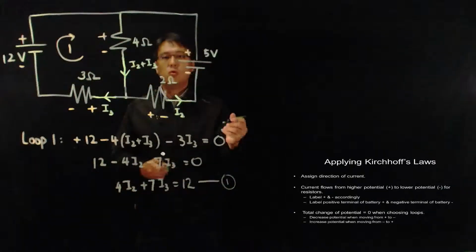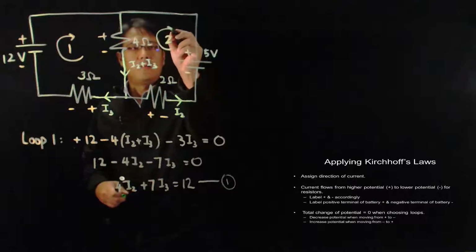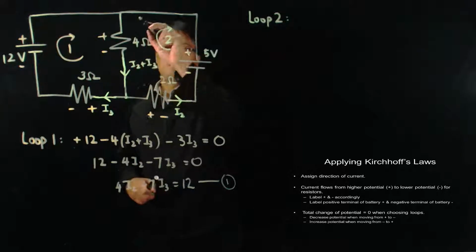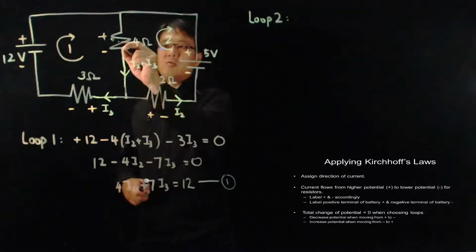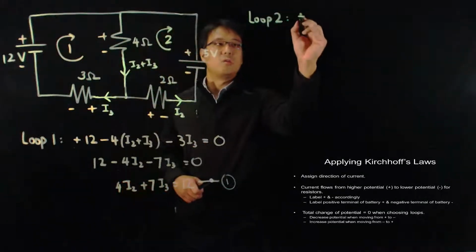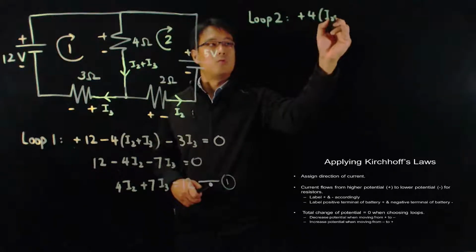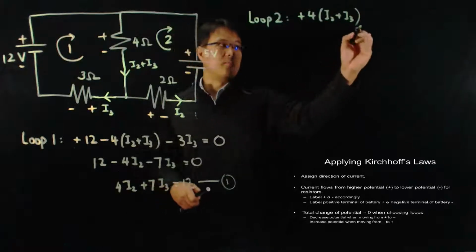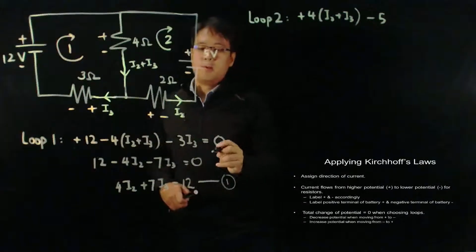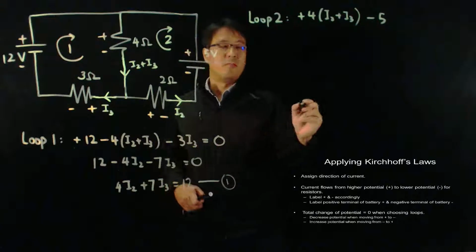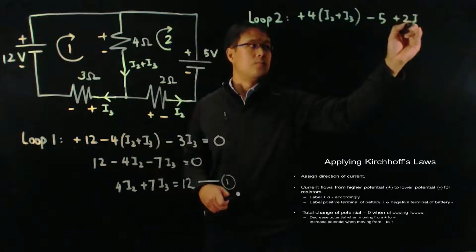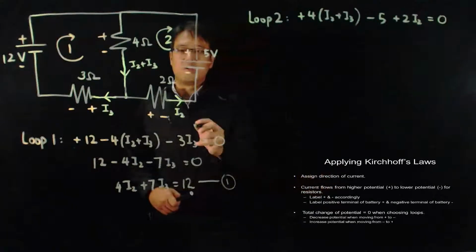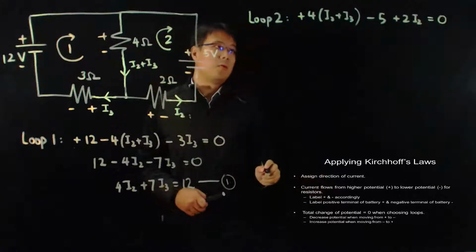Now we consider a second loop. Here, let's call it loop 2. Travel around the loop. When we encounter a minus to plus, that's an increase in potential, 4 times I2 plus I3. Plus to minus, it's a decrease in potential, minus 5. Minus to plus, it's an increase in potential, plus 2 I2, goes to 0. Total change in potential as we travel around the loop equals 0.